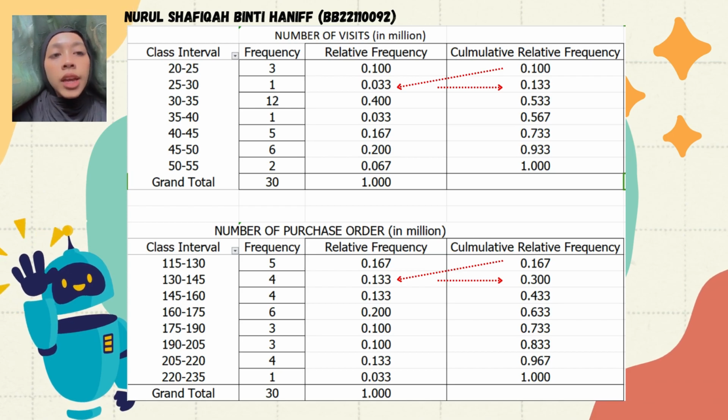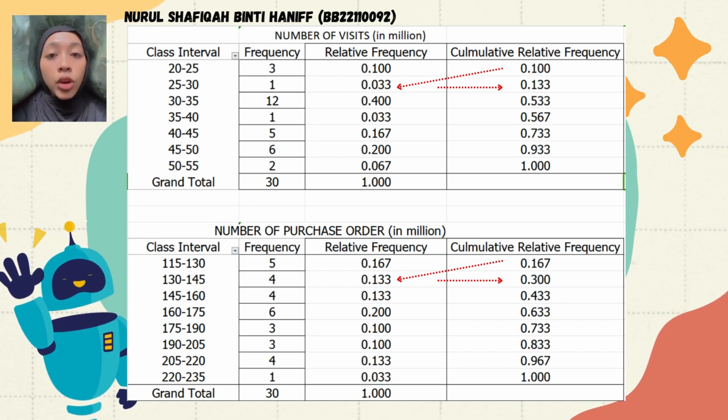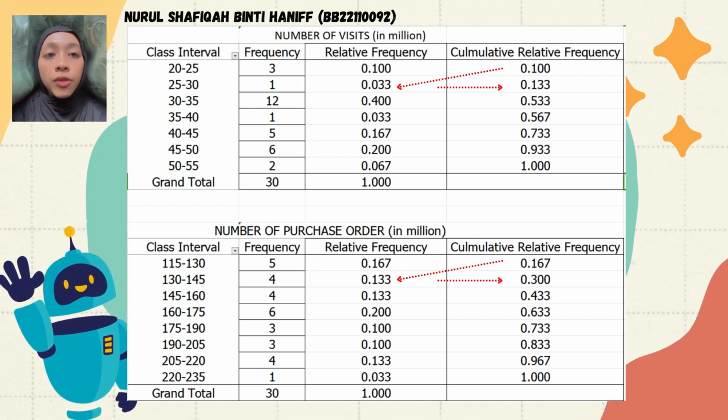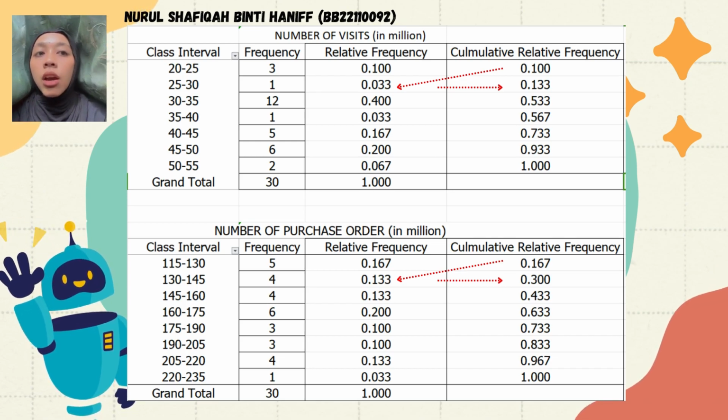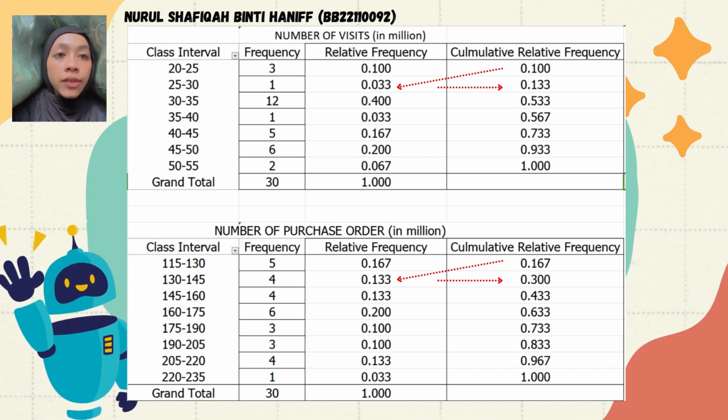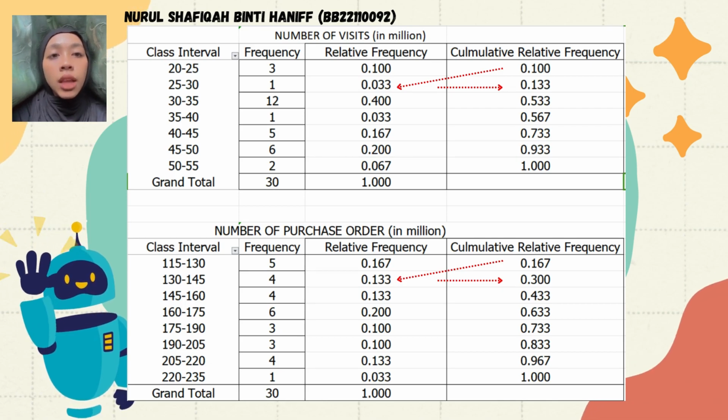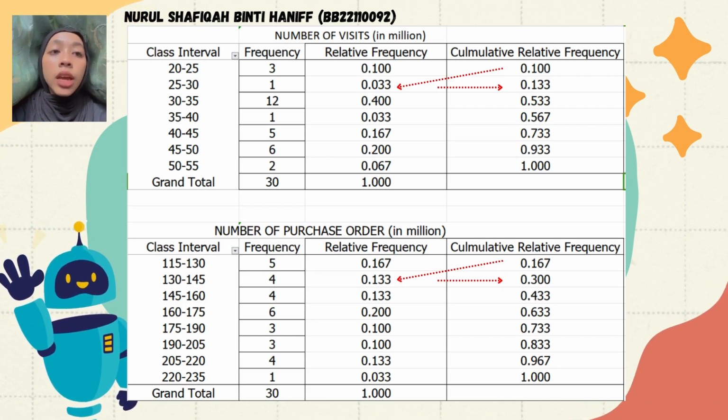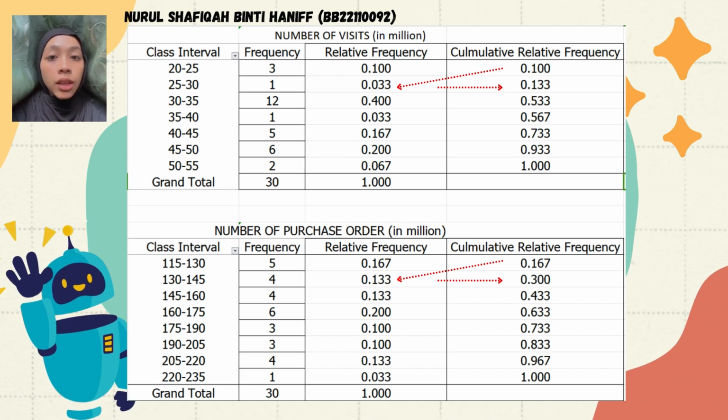How do I get 0.167? Same as the number of visits, I just take the relative frequency for number of purchase orders, 0.167, and put it in the cumulative relative frequency for the first class interval, since there is no data before that. How do I get 0.300, which is the second cumulative relative frequency?